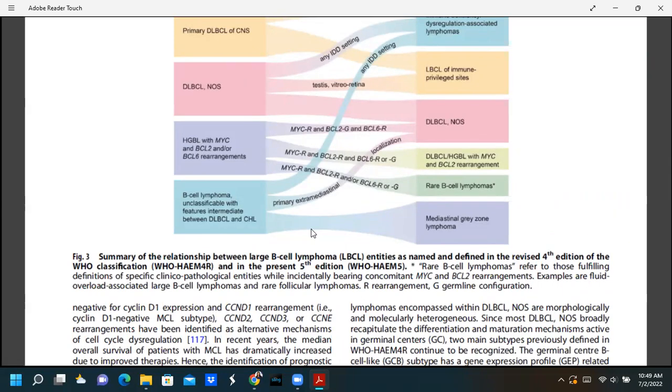And if it is showing both rearrangements, that is MYC is rearranged and BCL2 is rearranged, but it is showing morphology or features of one of those rare B-cell lymphomas, which we'll read further, that is fibrin associated or fluid associated lymphomas, then it will go into those rare B-cell lymphoma categories. And for the lymphomas which were unclassifiable with features intermediate between DLBCL and CHL, they have been put into the mediastinal gray zone lymphoma category now. And if they are primarily extramediastinal, then they will be put into DLBCL NOS.